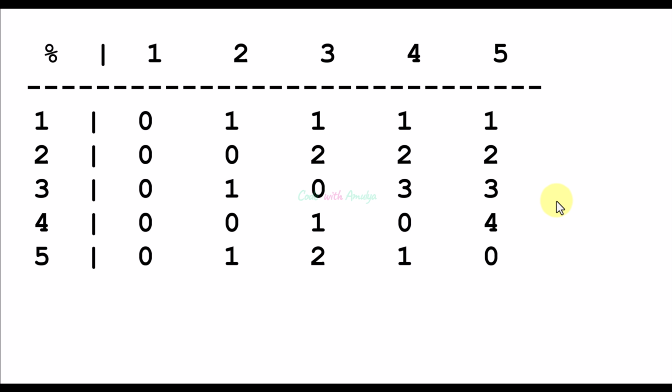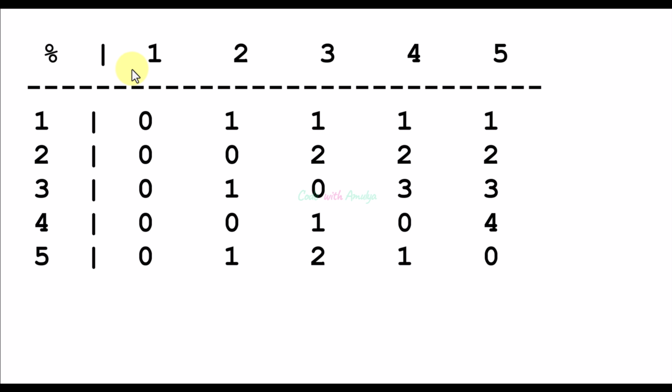Today in this tutorial we'll write a Python program to display a modulo table. Our output will look like this. Here modulo operator, then 1, 2, 3, 4, 5. This is the column number. Then here row number. Then this is the result of modulo operation.